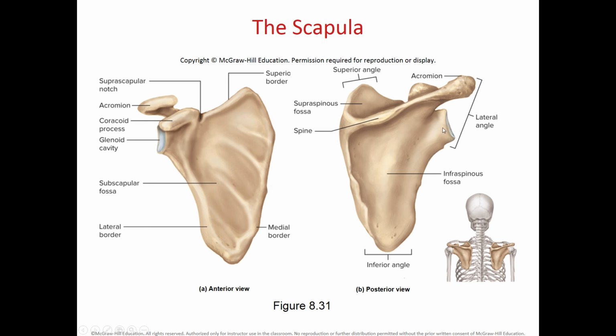And then in the superior portion of the spine, you have the supraspinous fossa, and then in the inferior portion of the spine, you have the infraspinous fossa. These supra and infraspinous fossas allow for the connection of some muscles. And then in here in the lateral angle, you can see the glenoid cavity that again helps to connect the head of the humerus, which is this bone that you can see here, or arm bone.